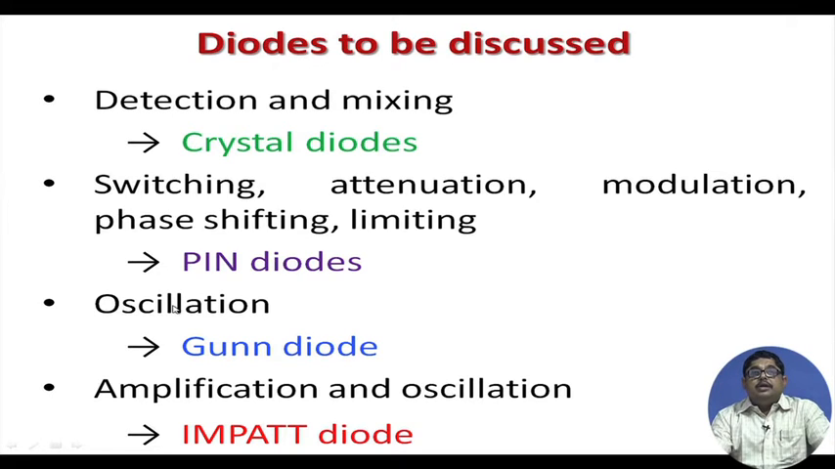Then we will see oscillation. For oscillation, the solid state diodes are GaN diodes. So, we will see that. Also, we can use the impact diode for oscillation, and for amplification this impact diode can be used. So, we will see these 4 diodes in this lecture. Out of that, the GaN diode and impact diode will be discussed in a subsequent lecture, but in this lecture basically we will be seeing the first 2 diodes, the detecting diode and the switching diode, mainly the crystal diode and PIN diodes.